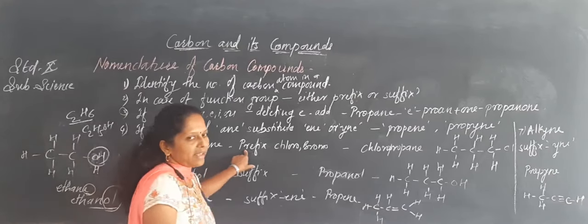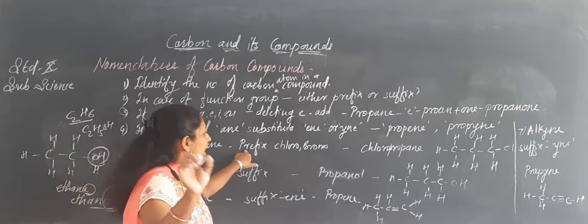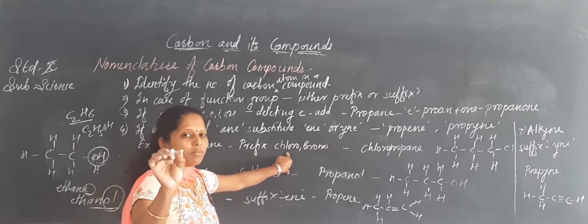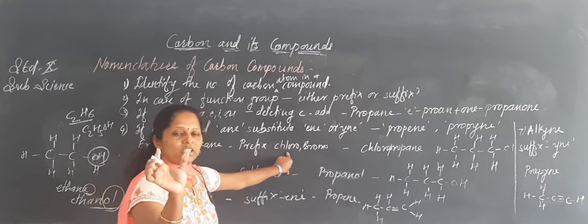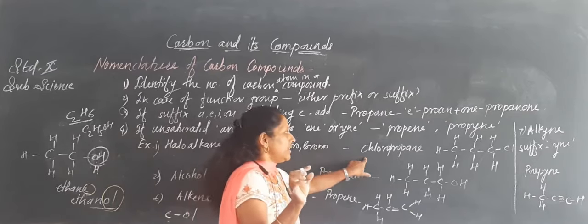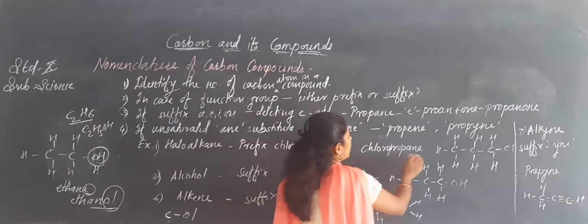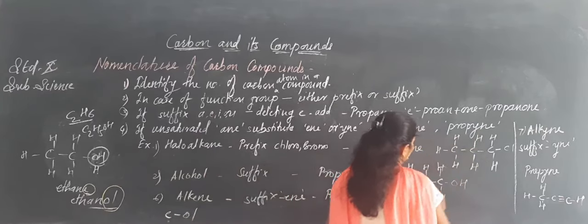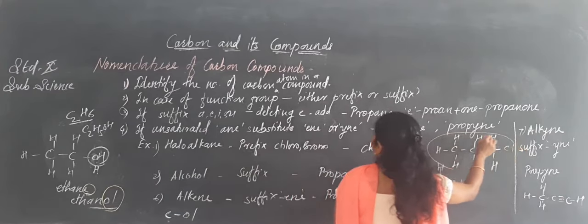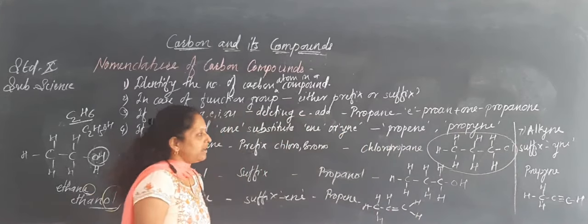If haloalkanes are there, as I told, a saturated carbon compound with single bonds means alkanes. Now chloro and bromo haloalkanes: halogens are there, and chlorine and bromine are called halogens. In short, chlorine is chloro and bromine is bromo. Now if you should write, observe chloropropane. Here is one of the carbon compounds. In this carbon compound, how many carbon atoms are there?